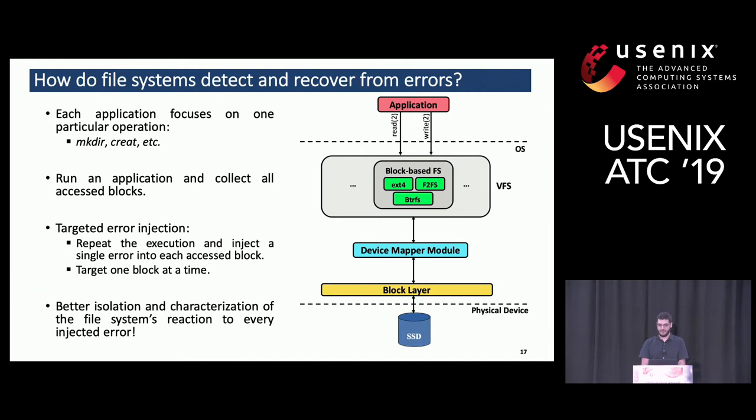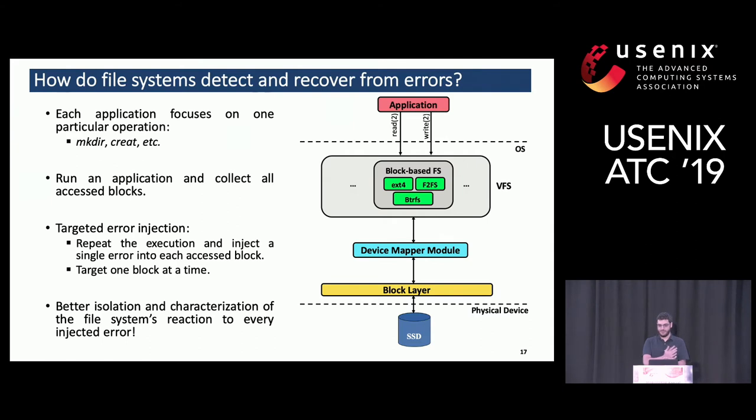Applications interact with a file system by issuing system calls. We consider different applications which pedantically follow POSIX semantics and call fsync to persist their data. In particular, each application focuses on a single operation, such as mkdir or create. During our experiments, we run an application and collect all the different blocks that this particular application accesses.